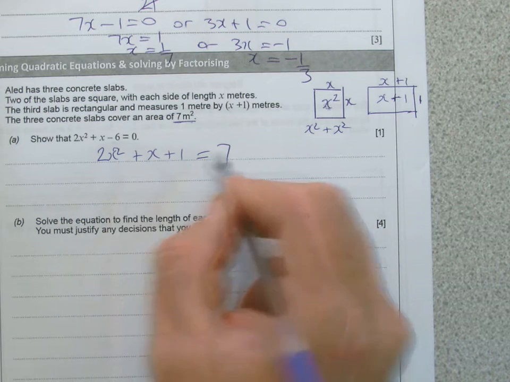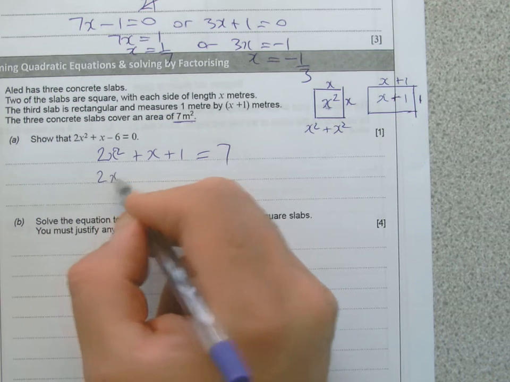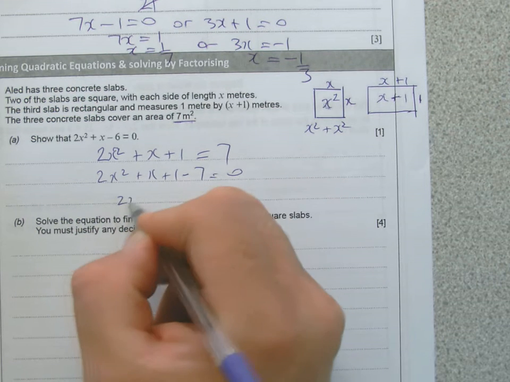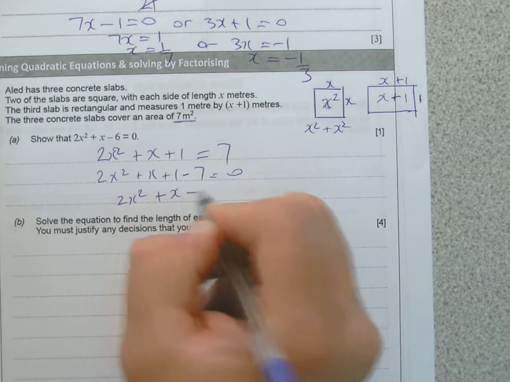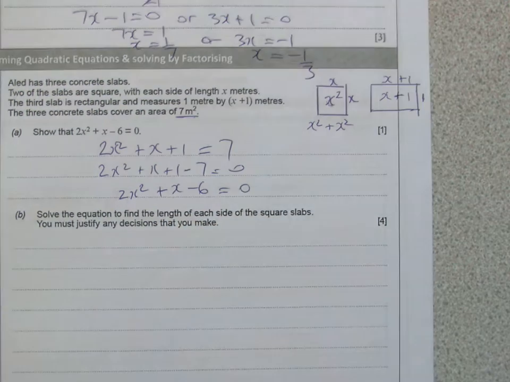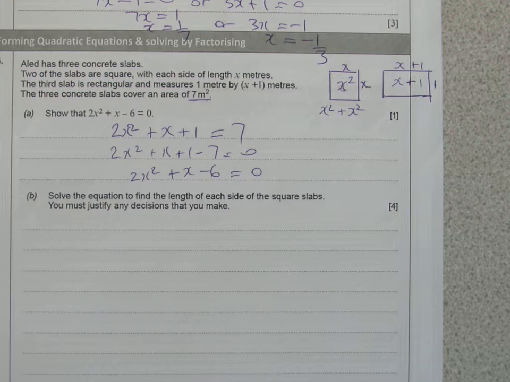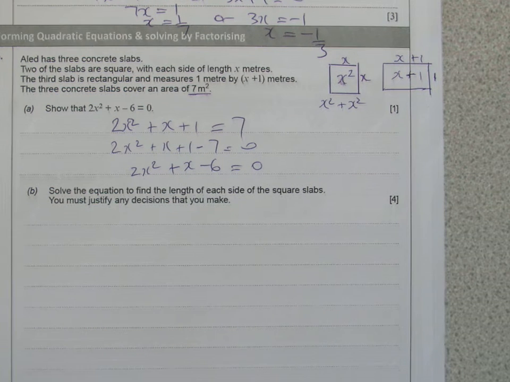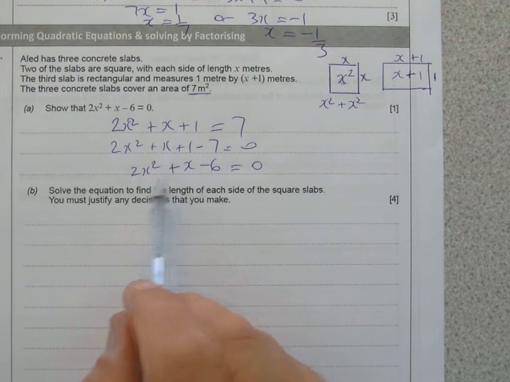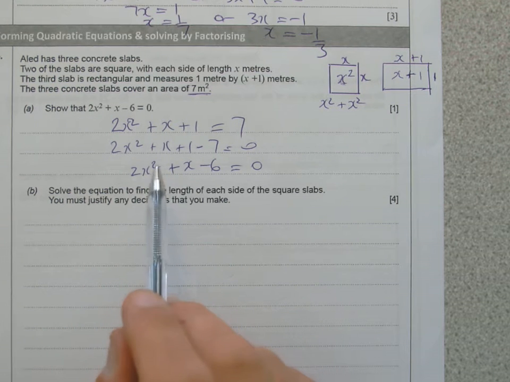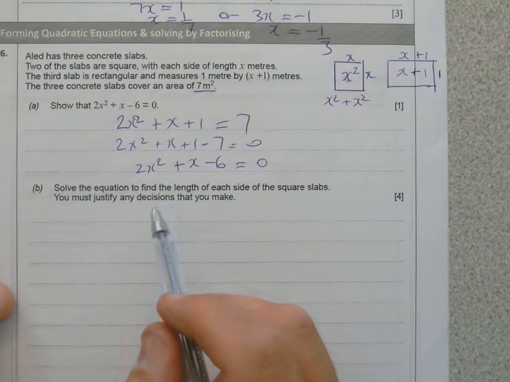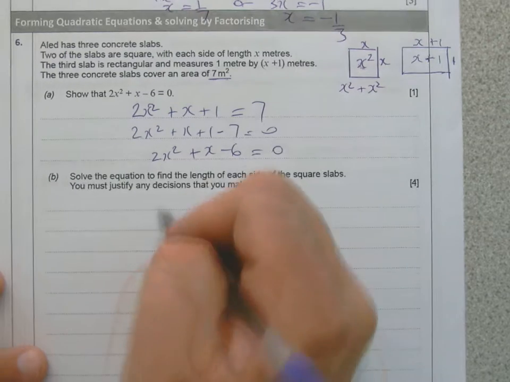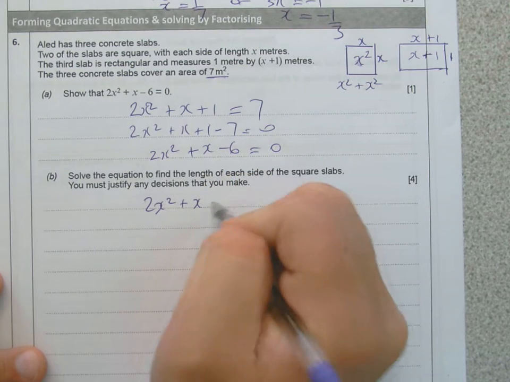And then you get what they want, because if you take that 7 over, it becomes minus 7. And then you get exactly what they want, a quadratic. It says then solve the equation to find the length of each side of the square slabs. You must justify any decisions you make. Now, you can use brackets in this case. This was in a non-calculator paper, so we can use brackets. If it was a calculator paper, we could use the formula method. But non-calculator, so we'd be able to factorize this.